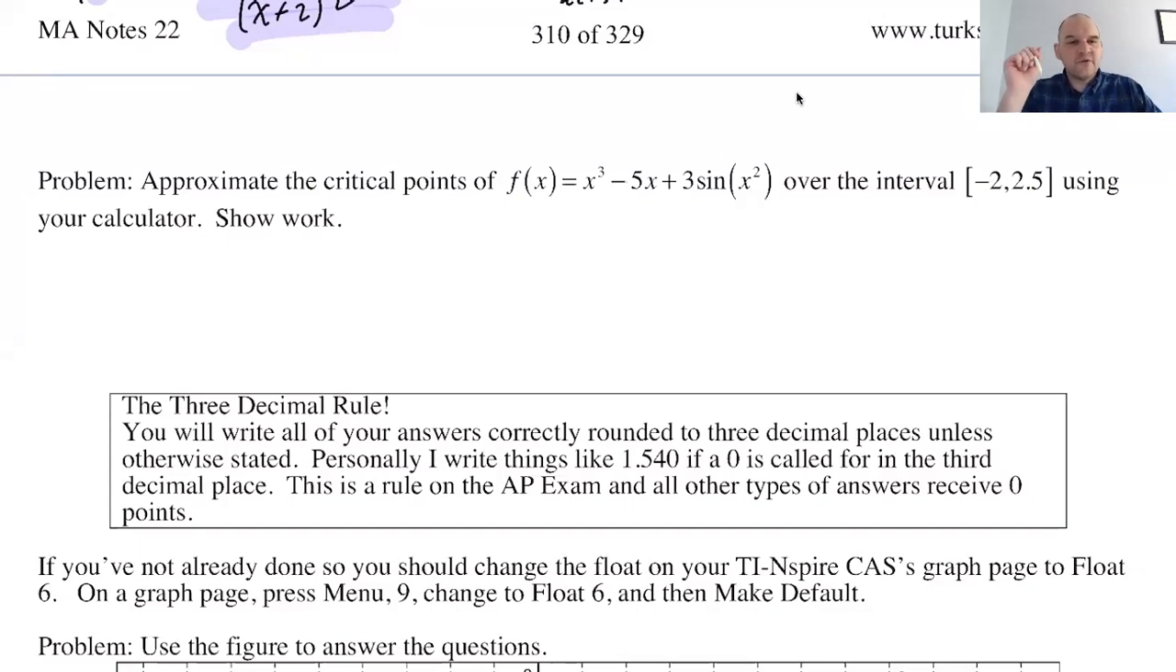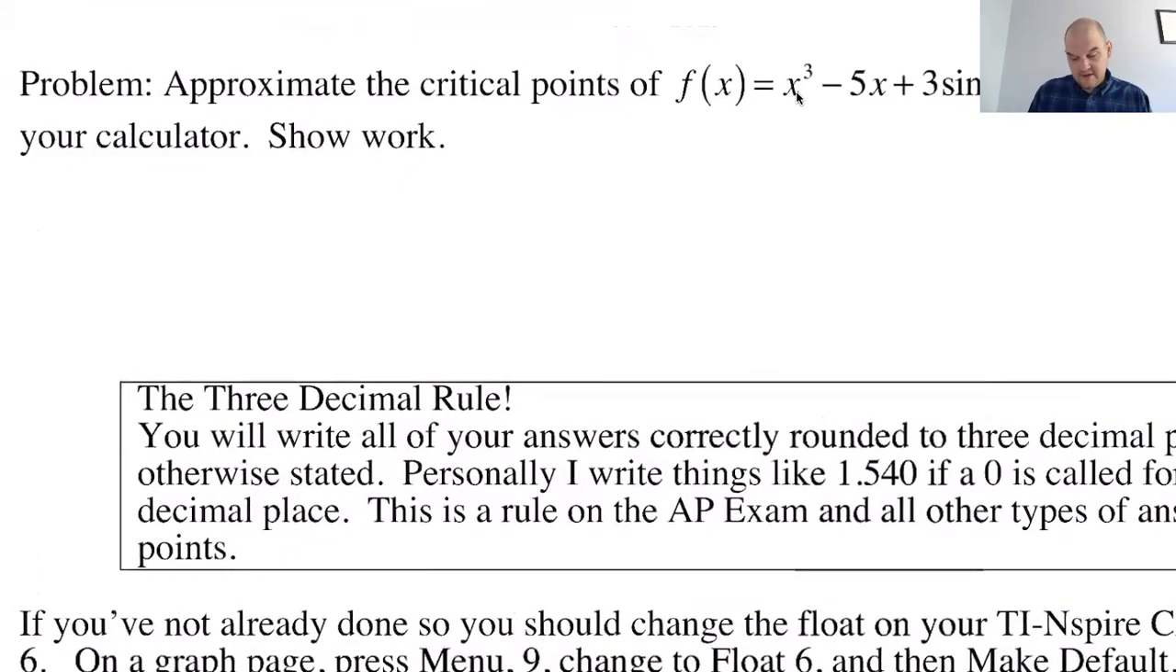So first problem: approximate the critical points of f of x equals x cubed minus 5x plus 3 sine of x squared, over the interval from -2 to 2.5, using your calculator. Show work. All right, so critical points. Points in the domain. Looking at that function, you can tell that there are no points that aren't in the domain. So our critical points will be points in the domain at which the derivative is 0 or the derivative is undefined.